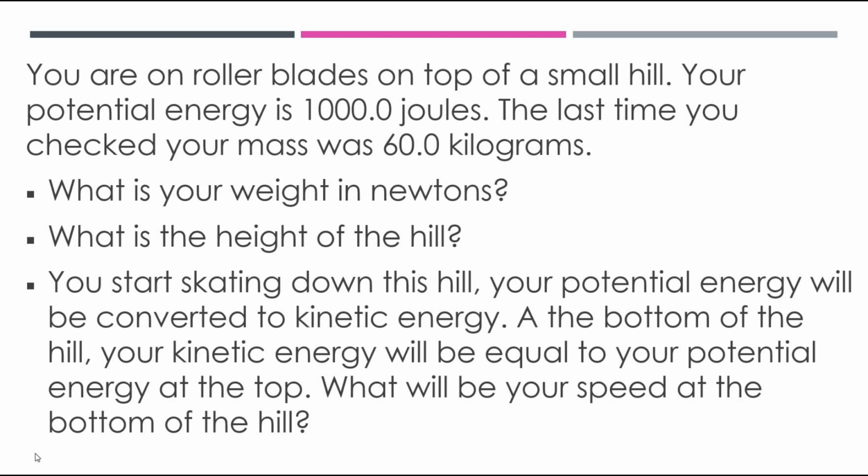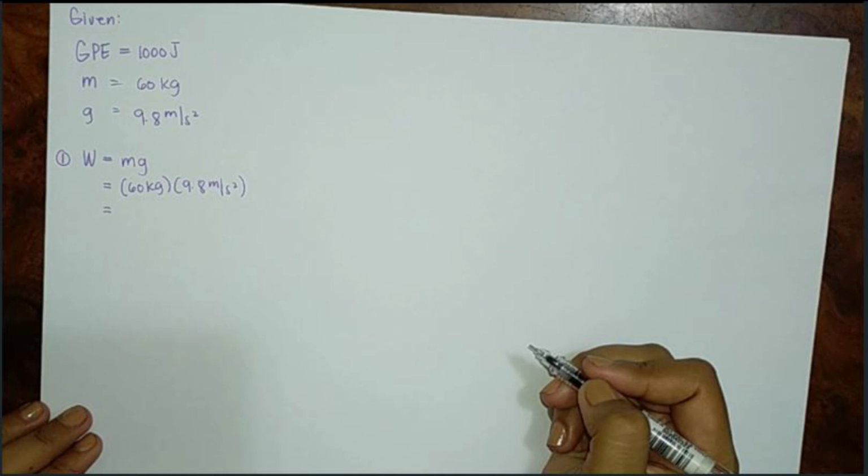Okay, so the first thing that we need to do in looking for the unknown values is to look first for the given in the problem. So the given are, we have the GPE, or the gravitational potential energy, which is 1000 joules. And then we have your mass, which is 60 kilograms. And even though gravitational acceleration is not mentioned, we are still going to use it. So we have here 9.8 meters per second squared.